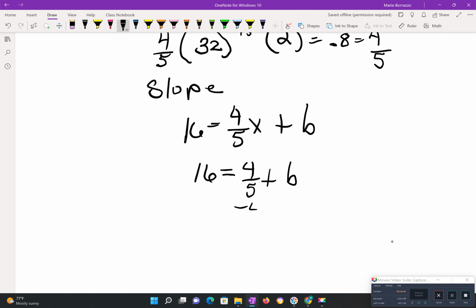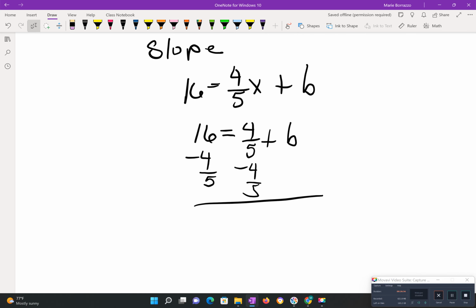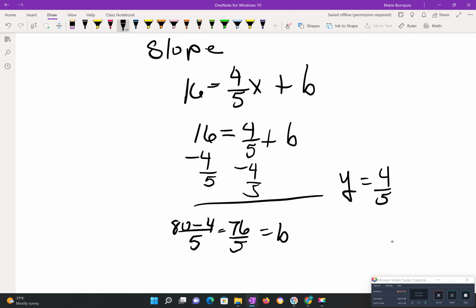So I'm going to subtract 4/5 on both sides. Remember, we need a common denominator, so we have the equivalent of 80 minus 4/5, which is equal to 76/5. And that's the value of b. So our equation will end up being y equals 4/5x plus 76/5. And I believe that should be our answer.